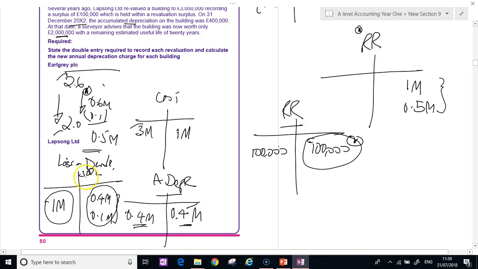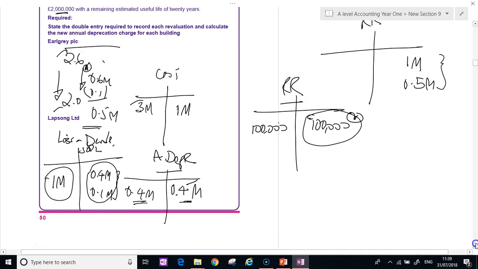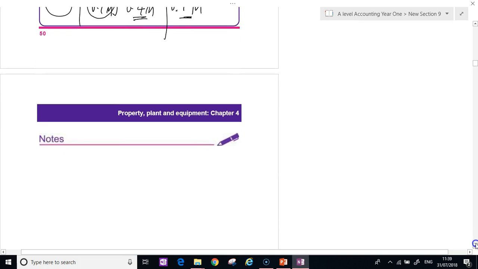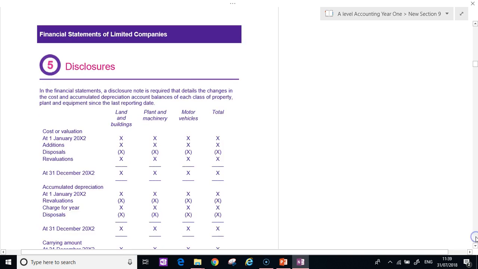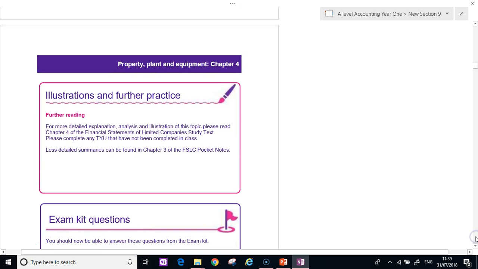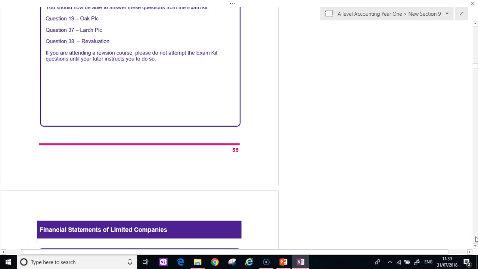30 minutes of work, and then in terms of questions to do from your exam kit, which you have to please do, I will do a few as well, but you need to make sure you do these as well. You need to do question 19, 37, and 38. So please have a go, and then let's discuss later on. Thank you.